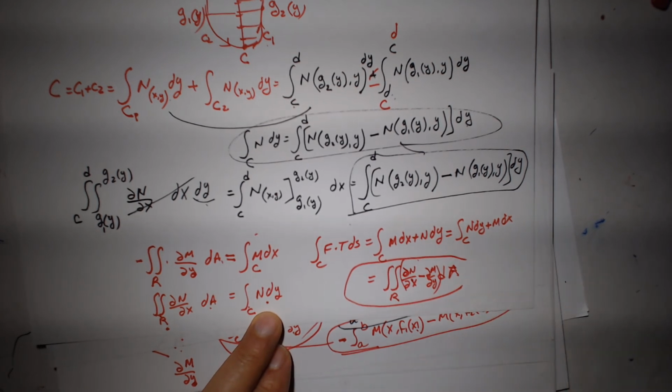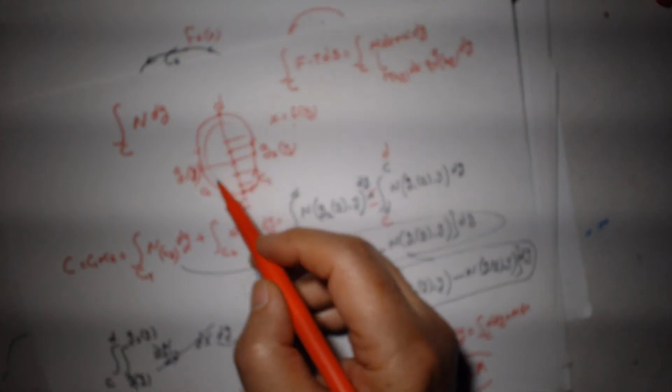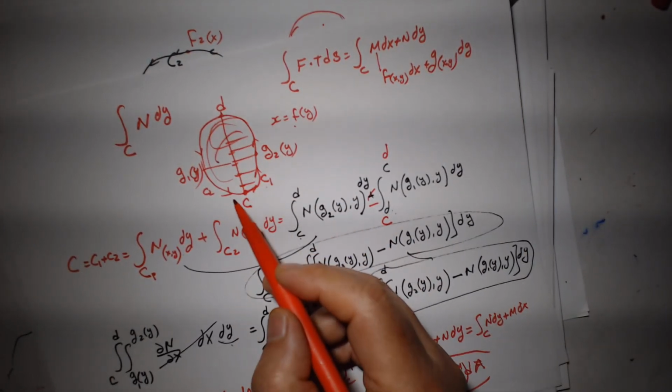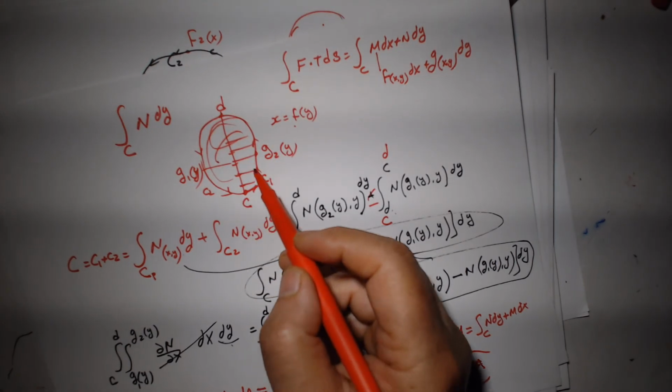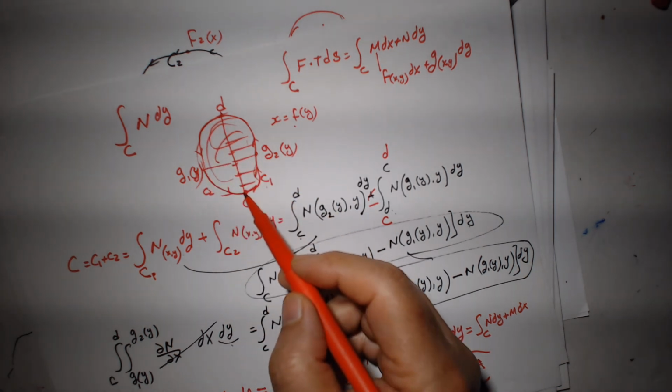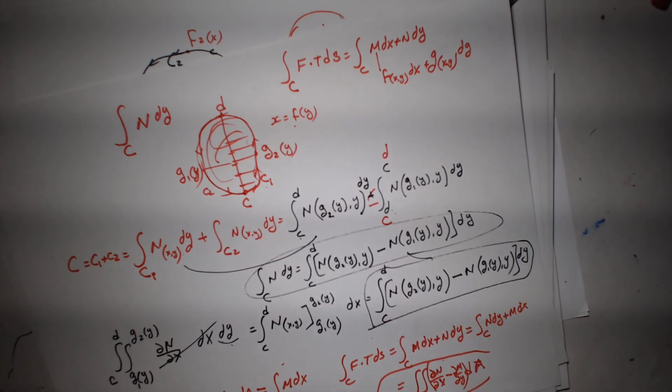It takes the line integral and ties it to the area of a region, as long as the region is bounded by a simple curve and it is counterclockwise.